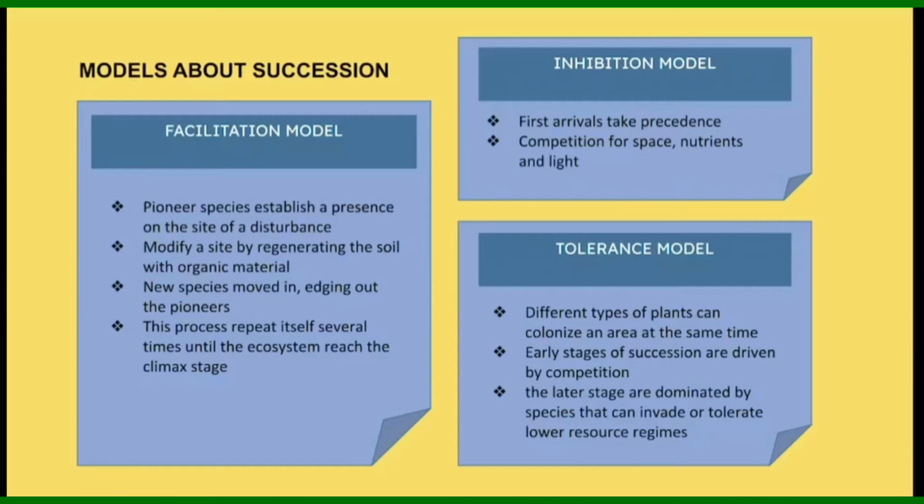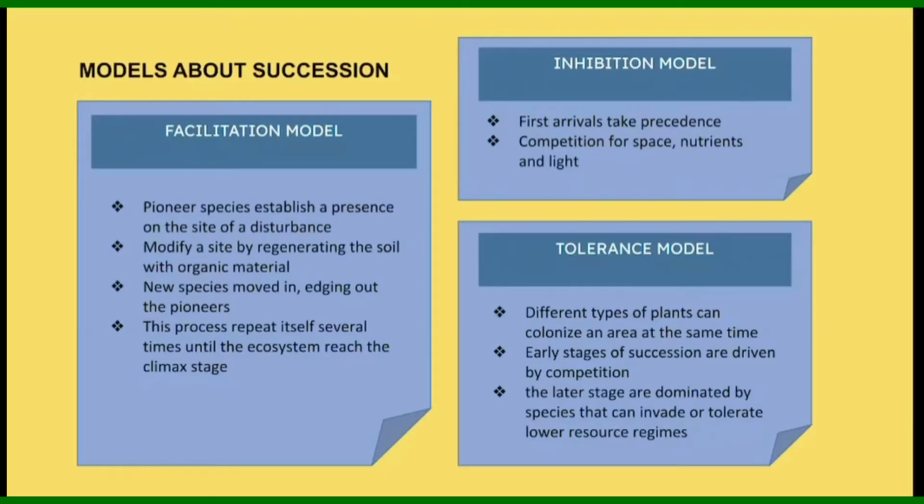And then when the other species move in, they edge out the pioneers, and this process will repeat itself several times until the ecosystem reaches the climax stage. So the facilitation model is just what we saw earlier, which is this stage, grasses, and then becomes climax community. It's the same.